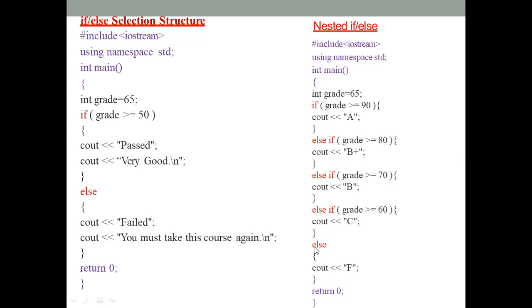So for the last condition, you have to put else. Okay, so else, if not, it is going to be F. These are called nested if, more than two conditions. Before the if and else is closing, you have to put else if, else if, else if. When we have a classroom, I will give you more examples for this.